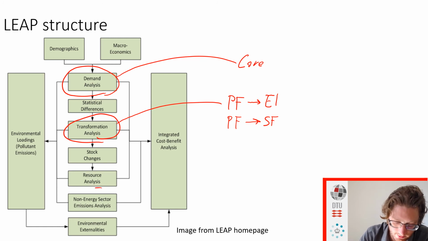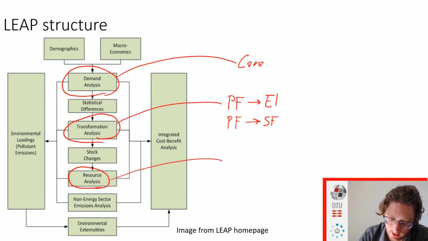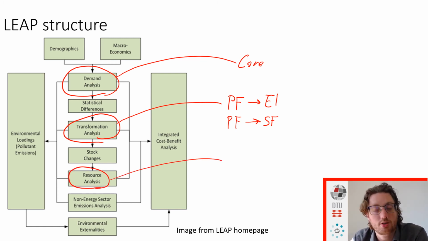Then the next one is the resource analysis. This is where you keep track of the resources that are available in your country, imports and exports. So in these resources, both for primary and secondary fuels, we can see how much capacity for coal we have in the country, how many reserves, how much mining do we have, what are the reserves for our oil extraction, and also how much biomass do we have in the country.